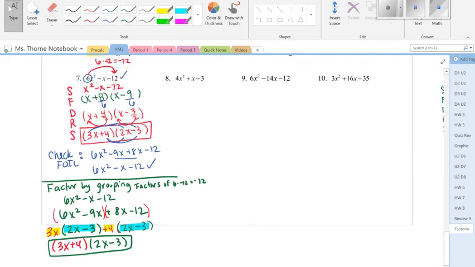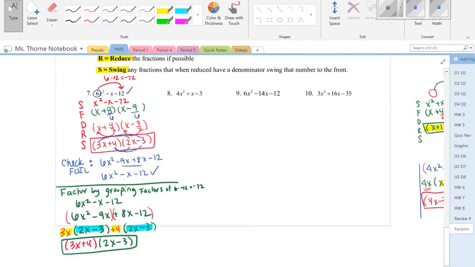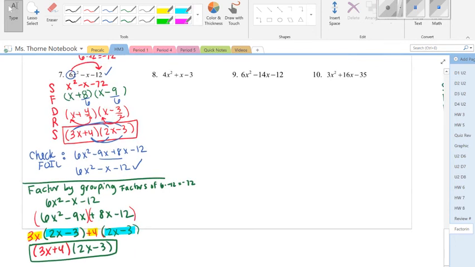So you can use whatever method you like, whatever one works better for you, that is fine. And so I want you to do this problem 8 on your own.